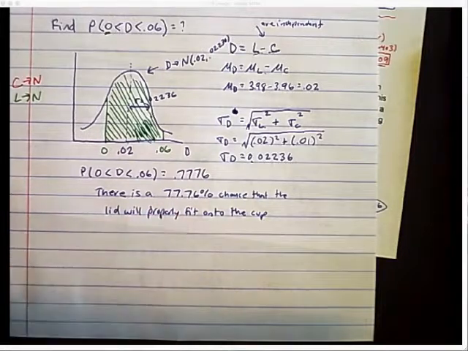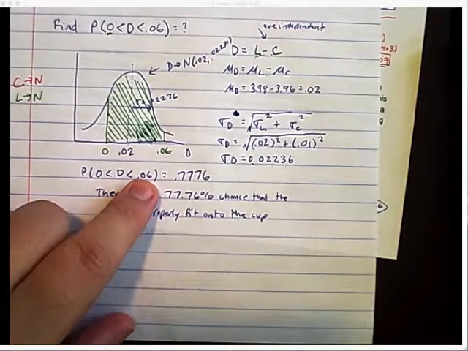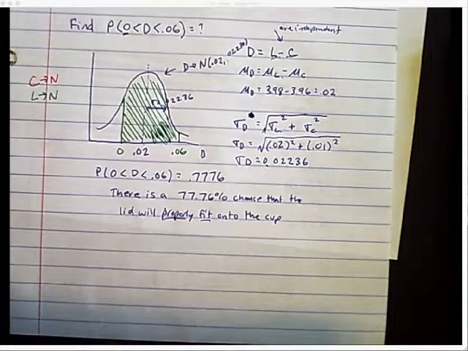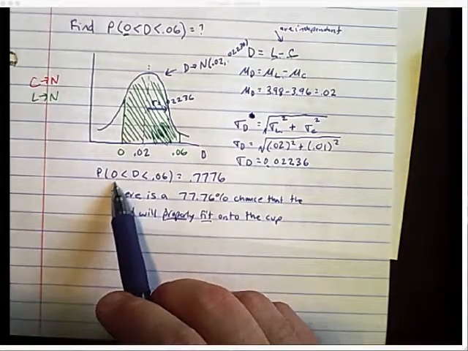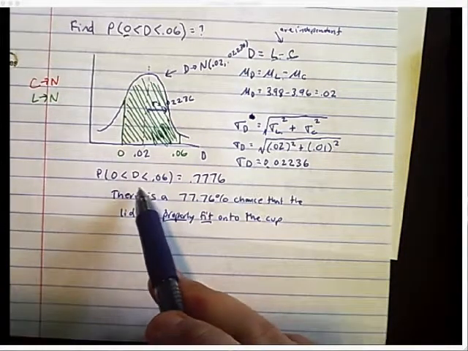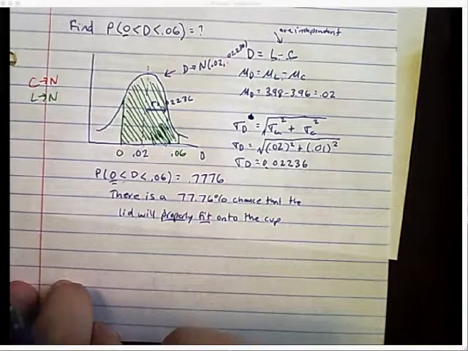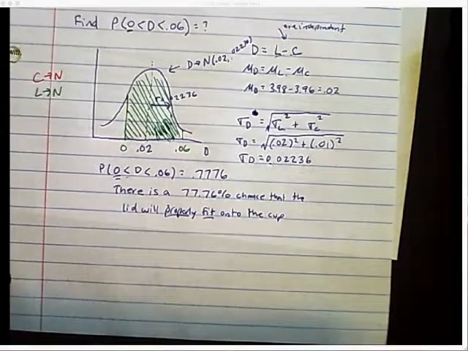Okay, I have a little bit better than a 3 in 4 shot of the lid fitting. If it's too big, it can't be bigger than 0.06. So that's what properly fit means. All right, the lid can't be smaller because if the lid's smaller, then it's not going to go over the cup. Now, if they're exactly the same size, you'll probably be able to squeeze it. So a difference of 0 means they're exactly the same size. Okay. So that's how we do that problem.